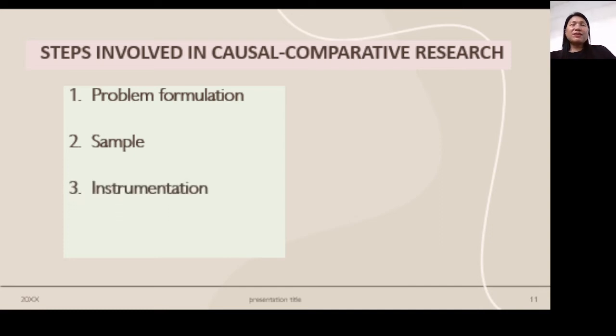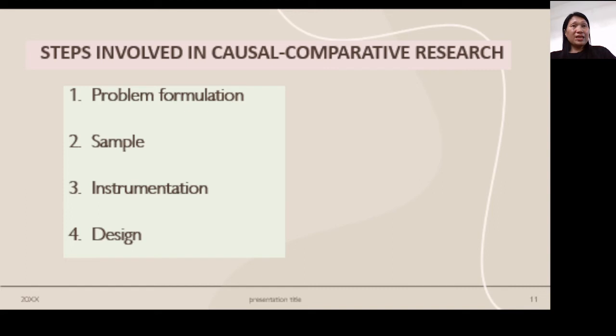And then there is instrumentation. Here, there are no limits on the types of instruments to be used in order to gather data. The researcher can use either achievement tests, questionnaires, interview schedules, attitudinal measures, or other observational devices. Then there is design. This involves selecting two or more groups that differ on a particular variable of interest and comparing them on another variable or variables.